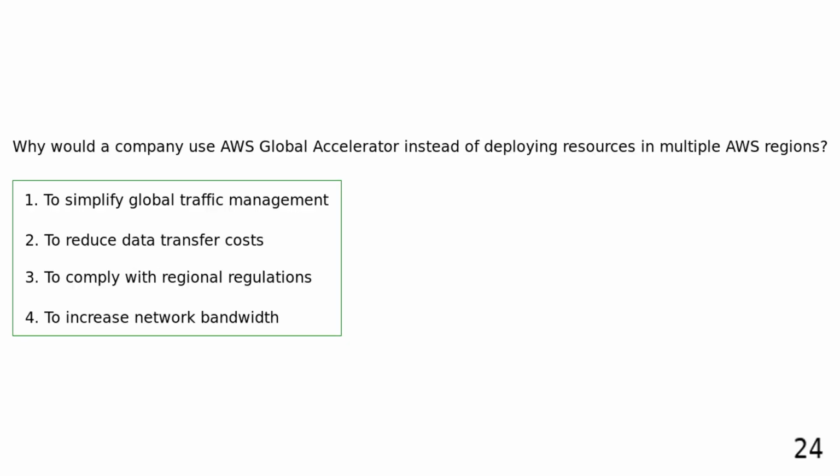Why would a company use AWS Global Accelerator instead of deploying resources in multiple AWS regions? To simplify global traffic management. To reduce data transfer costs. To comply with regional regulations. To increase network bandwidth.